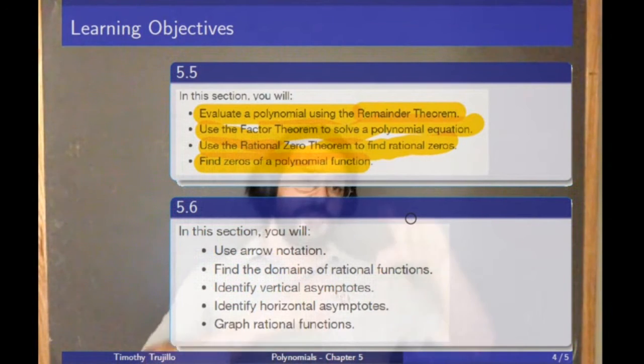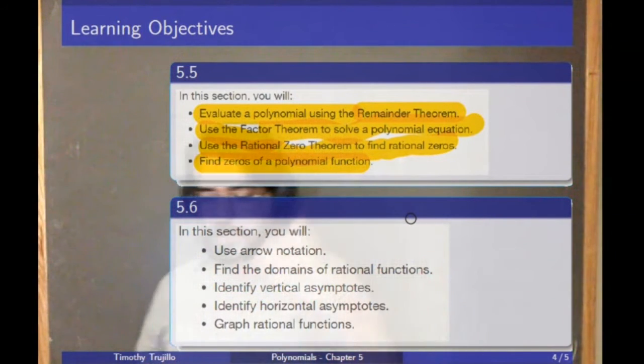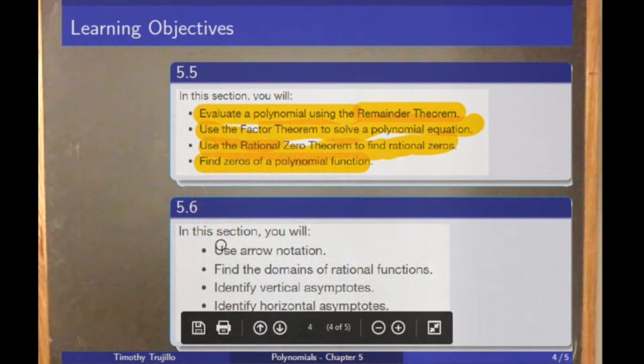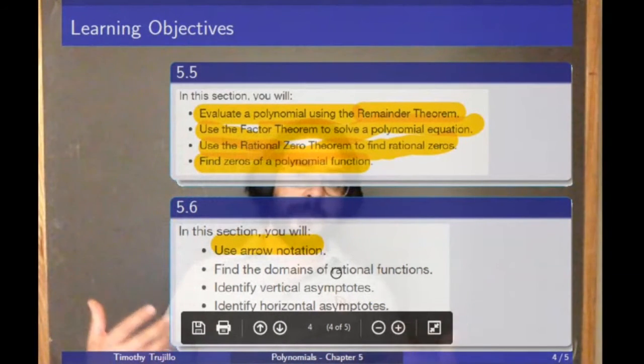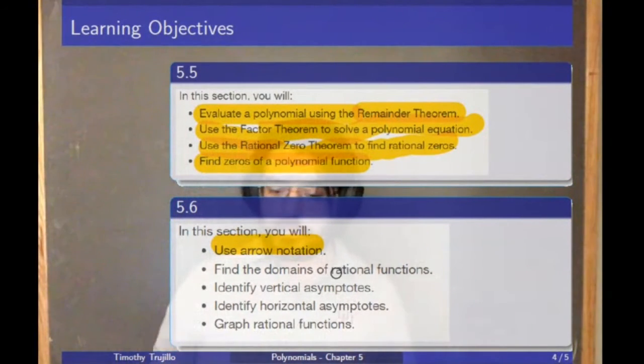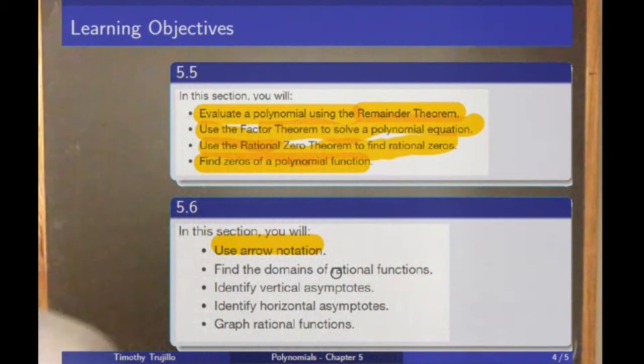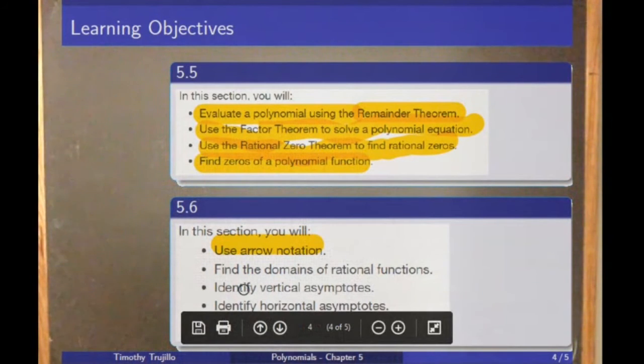And a rational function is just a ratio of two polynomials, polynomial on the top, polynomial on the bottom. And this is where we really started to use arrow notation pretty heavily, right? So we used the arrow notation to describe what was happening at vertical asymptotes and at horizontal asymptotes. So those were, you know, the vertical ones and the horizontal.